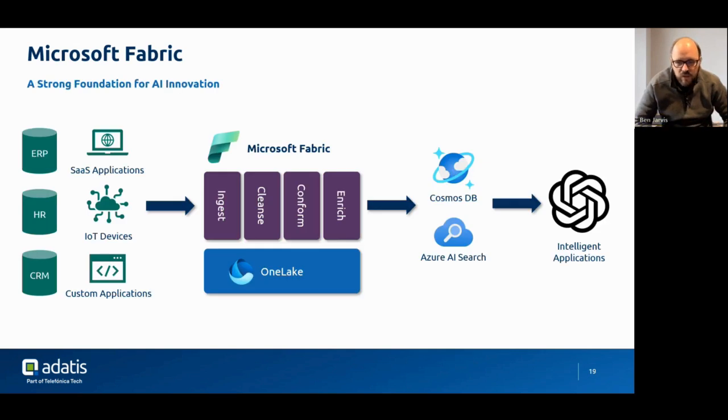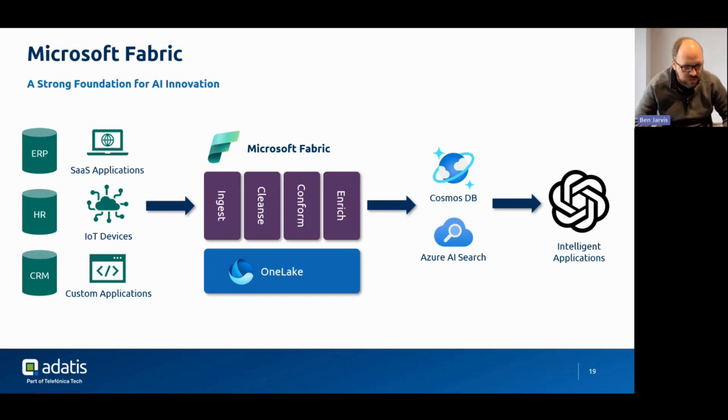Today's session is focused on how Fabric can help with implementing AI applications. In the AI world, we can build something that looks like this, where we're basically taking data from various different sources. They could be things like our ERP systems, CRMs, SaaS applications that we use in the organization, as well as things like IoT devices and custom applications that we've developed.